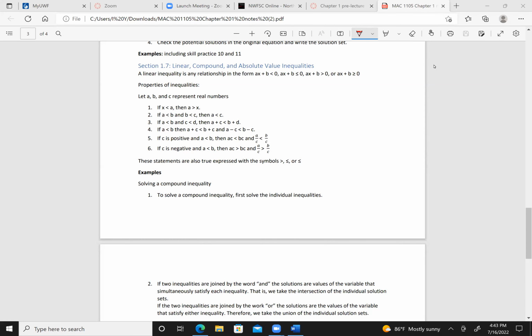Okay, today we're going to look at section 1.7, talking about linear, compound, and absolute value inequalities. A linear inequality is any relation in the form ax plus b is less than 0, or ax plus b is less than or equal to 0, or ax plus b is greater than 0, or ax plus b is greater than or equal to 0.